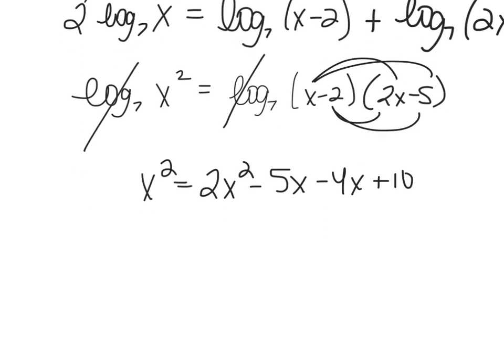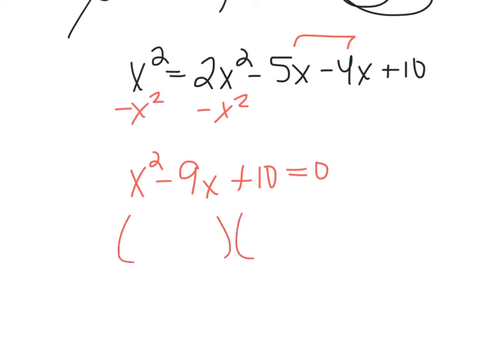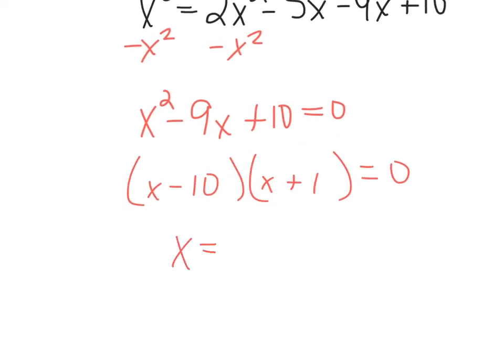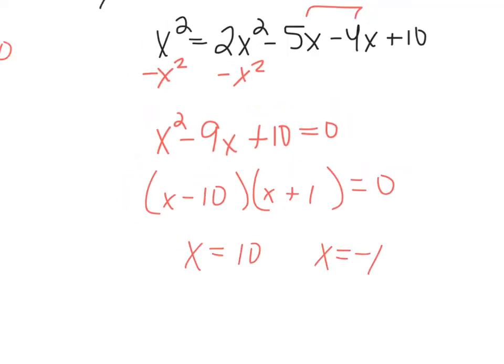That means I want to move everything where? To one side. I'm going to move it to the right here just so my x squared stays positive. So I'm left with x squared minus 9x plus 10 equals 0. So what times what gives me a positive 10 when I multiply, but a negative 9 when I add? It's 1 and 10, good. So it's minus 10 plus 1. And then my x equals 10 and x equals negative 1, correct?